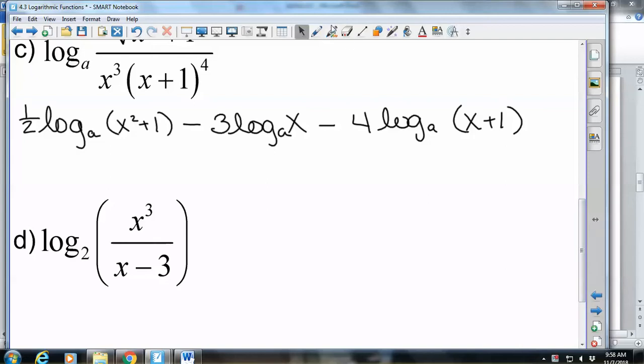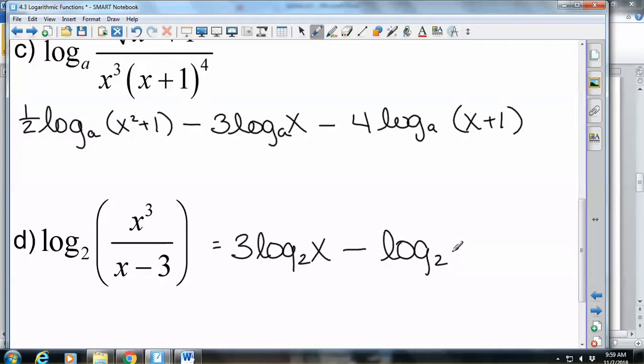How many logs are we going to have in our answer? 2. The top was x cubed, so you can bring the 3 down: 3 log base 2 of x. X minus 3 was on the bottom, so minus log base 2 of x minus 3. Did you guys get that one?